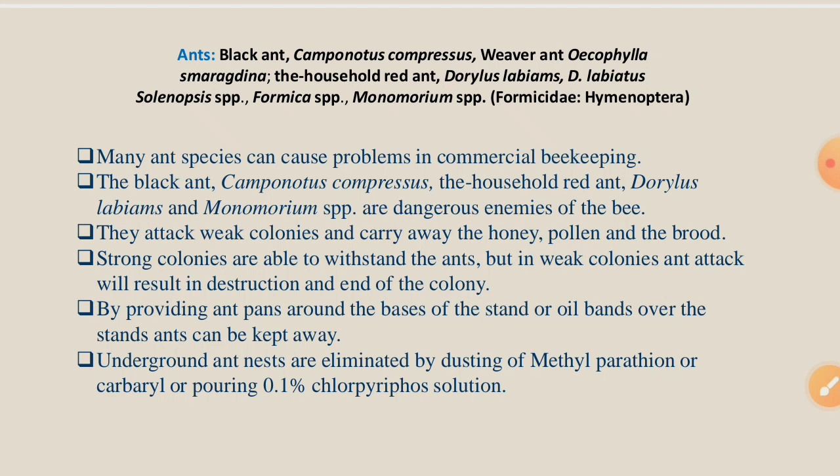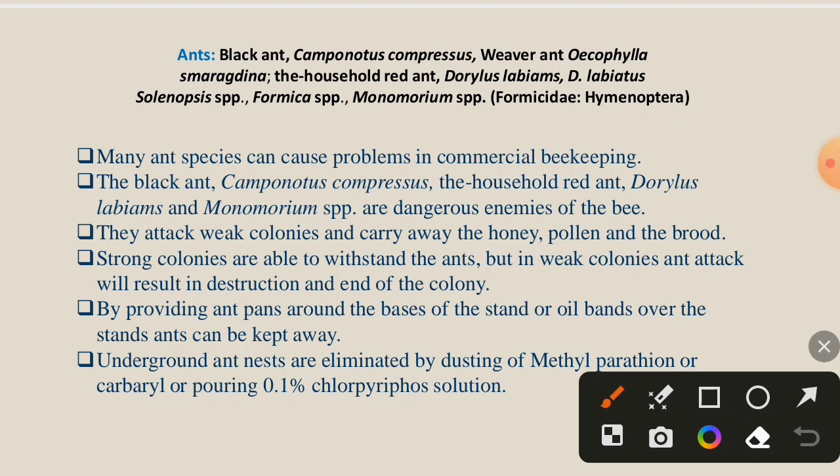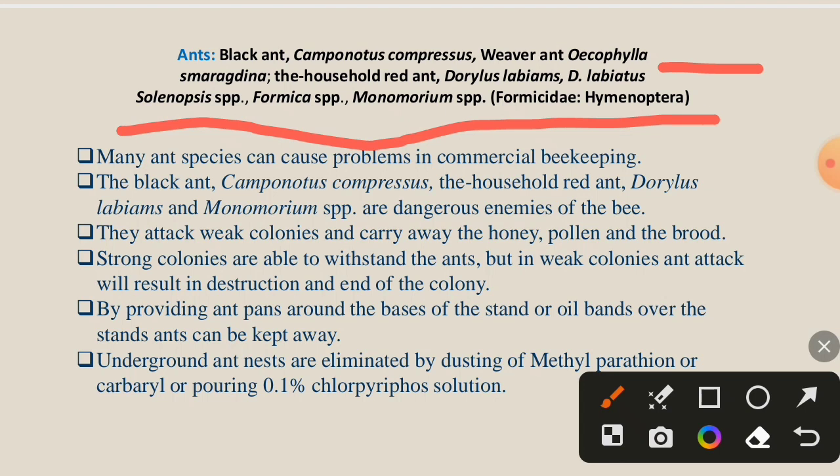The second insect is ants, that is black ant Camponotus compressus, weaver ant Oecophylla smaragdina, the household red ant, that is Dorylus labiatus, then Solenopsis species, Formica species, Monomorium species, and this belongs to the family Formicidae and order Hymenoptera. So many ant species can cause problems in commercial beekeeping. The black ant Camponotus compressus, the household red ant Dorylus labiatus, and Monomorium species are dangerous enemies of the honeybee.